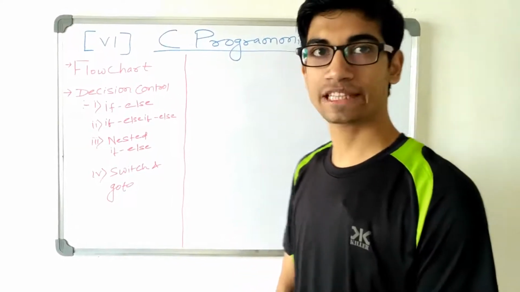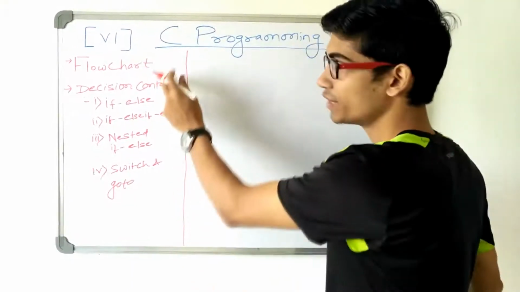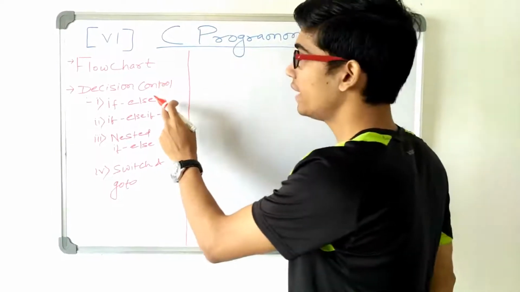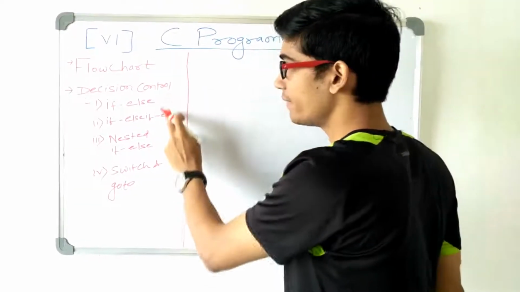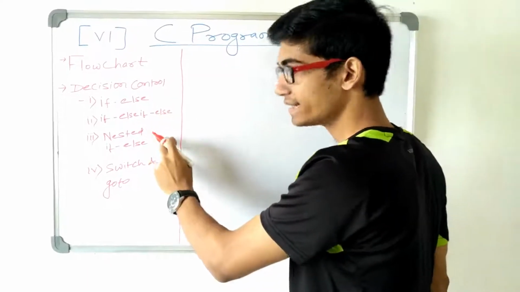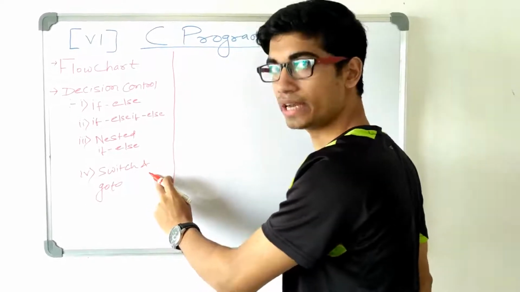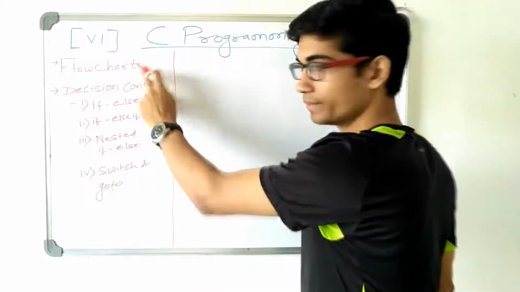Let us proceed to our next video tutorial of C programming. Today we will discuss flowchart, decision control, and under decision control statements we will see if-else-if-else statements and nested if-else. In the next video tutorial we will see the switch and goto statements. So let us start with flowchart.